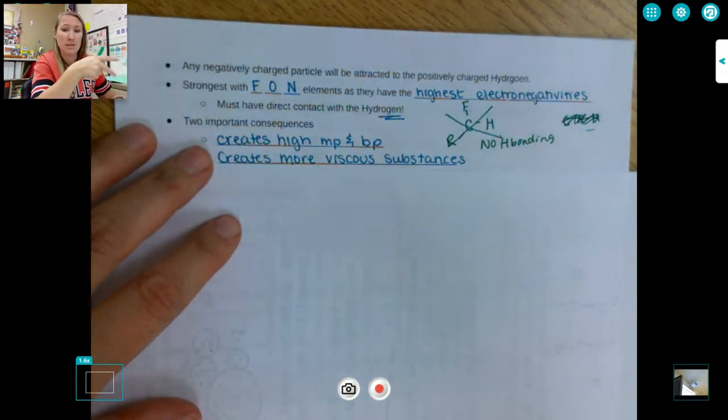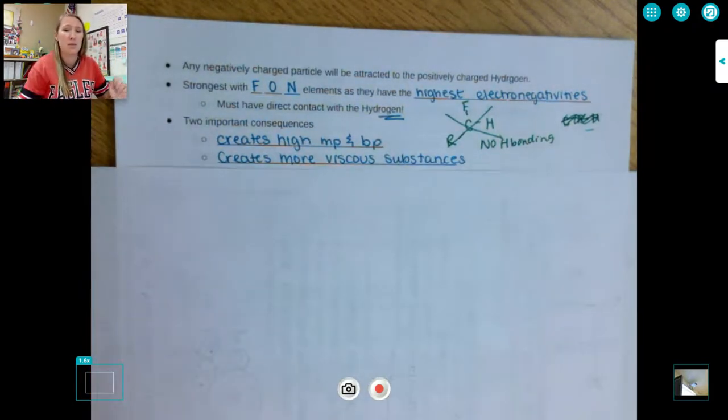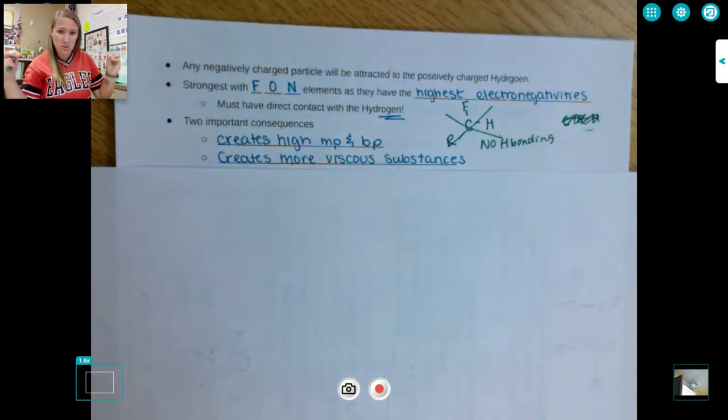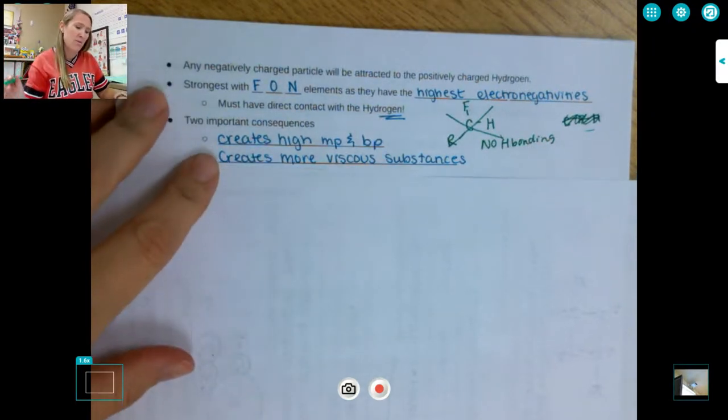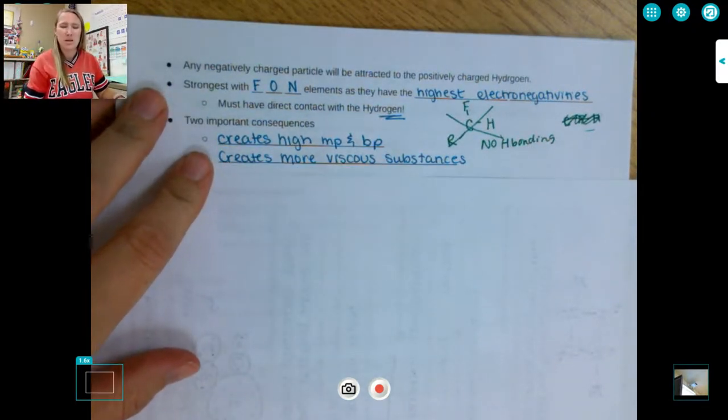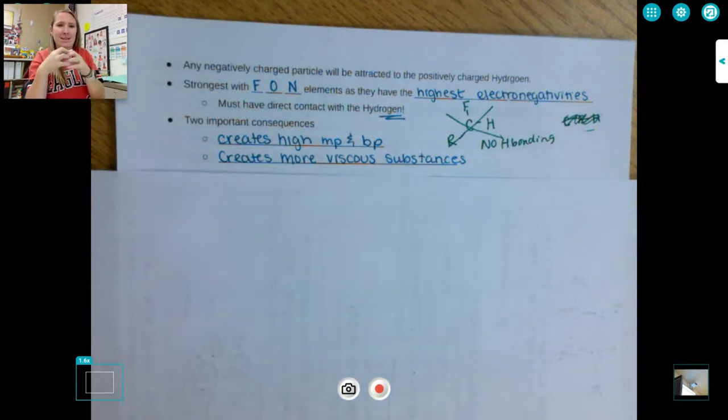Two super important consequences from this. These molecules have really, really high melting points and boiling points because it takes a lot of energy to separate the molecules. And it creates more viscous substances, which also makes sense, right? They're really thick. They like to be next to each other, so they're going to stay next to each other. And that's really, really viscous, right? So like honey has a high viscosity. It moves really, really slowly. Therefore, there's probably hydrogen bonding happening between the different molecules that are in honey.